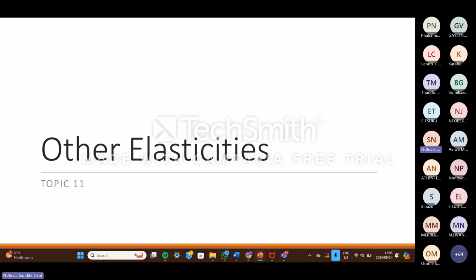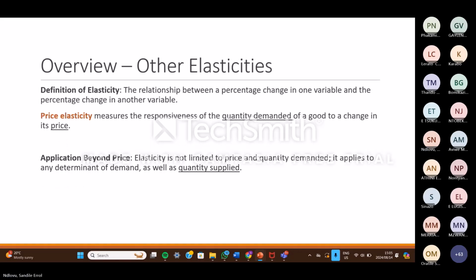All right, so in this class, we will talk about the different types of elasticities. The definition of elasticity is the relationship between a percentage change in one variable and the percentage change in another variable. Price elasticity measures the responsiveness of the quantity demanded of a good to a change in its price.